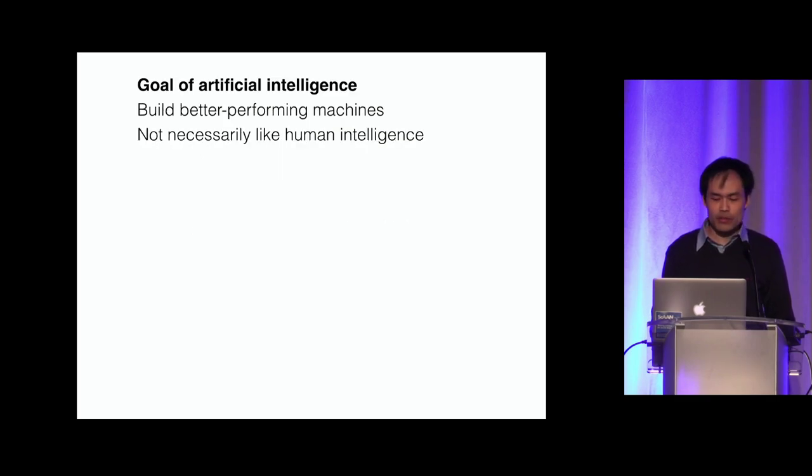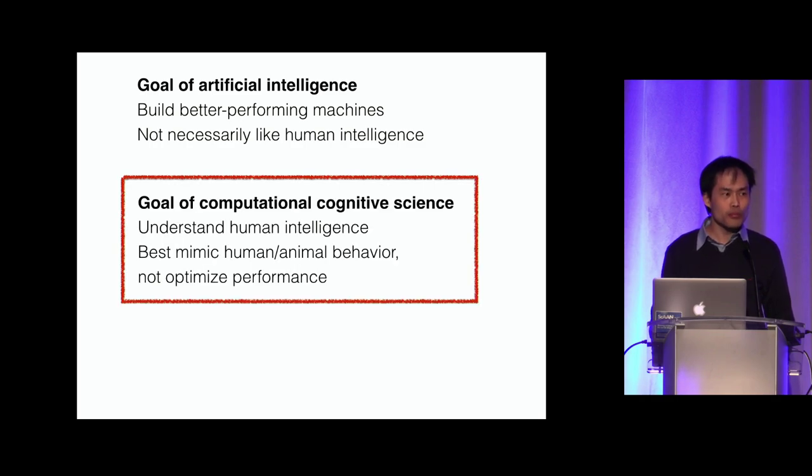So I'd like to argue that they're not good models of human planning, and they were actually never meant to be. The goal of AI is to build better performing machines, not necessarily to understand human intelligence. If you're in computational cognitive science like me, then that is exactly your goal: to understand human intelligence, to best mimic human and animal behavior, and not to optimize performance. We don't particularly care about that.